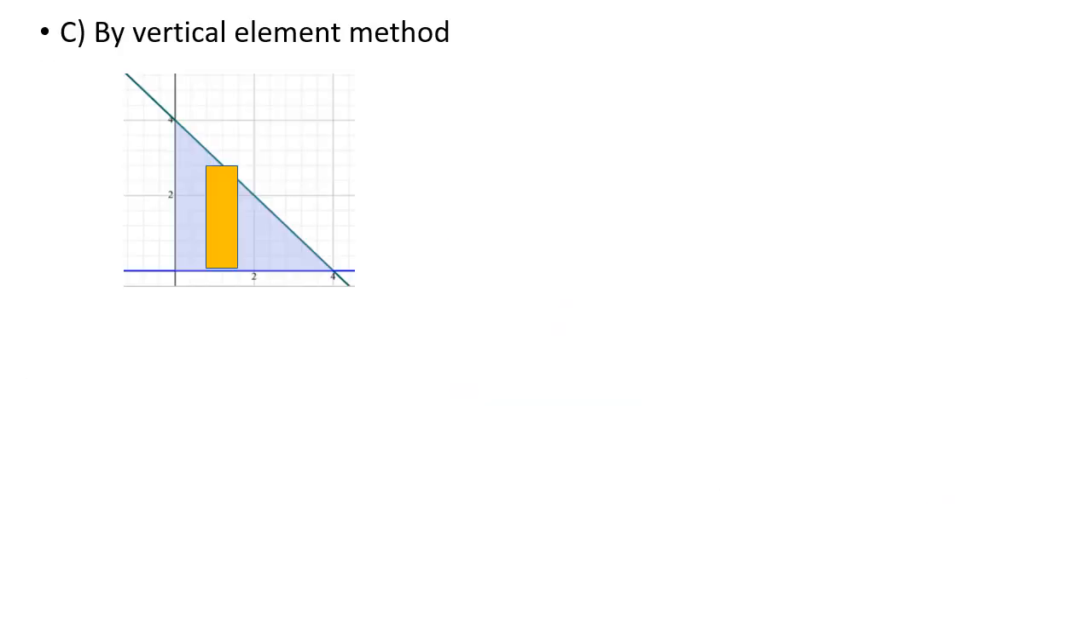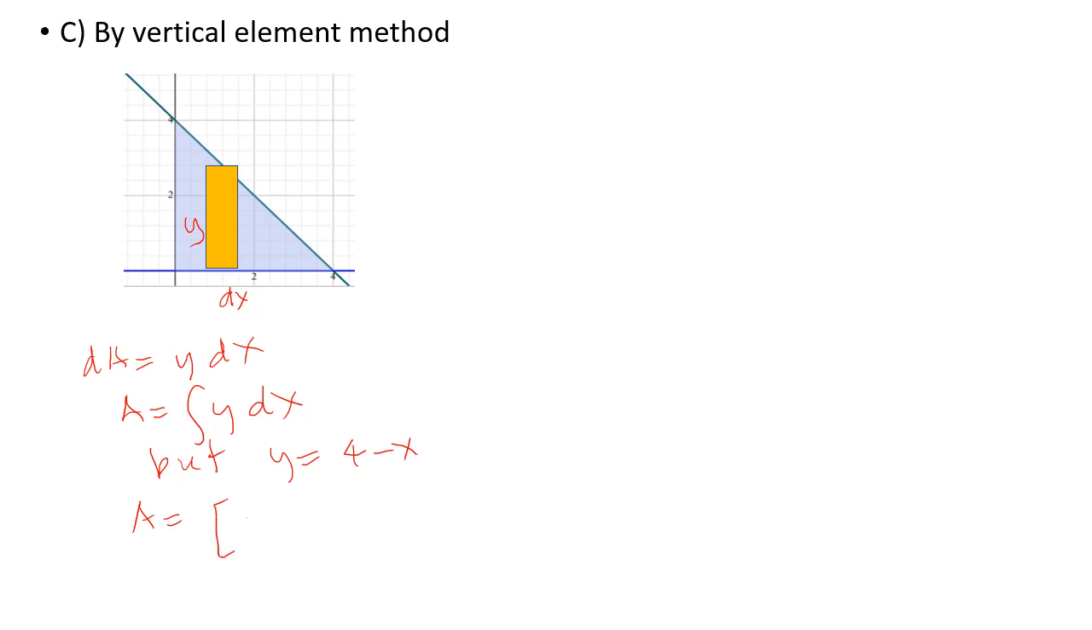Using the vertical element. The vertical element is this one, y, and that one is dx. So this one is y, this one is dx. So dA equals y times dx. So A equals the integral of y dx. But y is equal to 4 minus x. So area equals the integral of y dx. Then substitute the value of y.